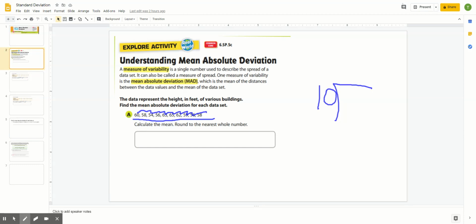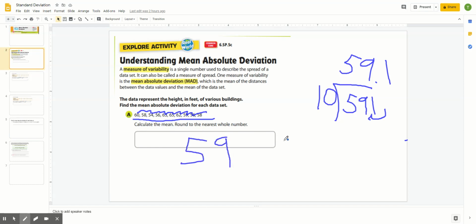65 plus 62 plus 59 plus 56 plus 58. Now I'm going to divide by 10, and I get 59.1. It's a very nice number to divide by because it's just moving the decimal over. So we have 59.1, and it says here, round to the nearest whole number, so it becomes 59.